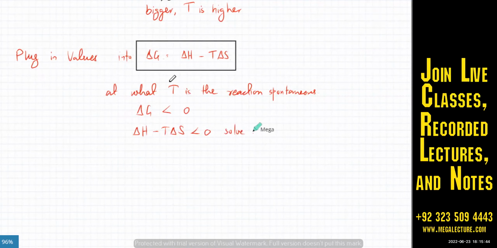Is that clear that if they ask you to figure out at what temperature is the reaction spontaneous, you know that for a spontaneous reaction, Gibbs free energy should have a negative value? That means delta G should be less than 0. And what is delta G? Delta G is delta H minus T delta S. So that means that should be less than 0. And you just solve this. Is this clear?